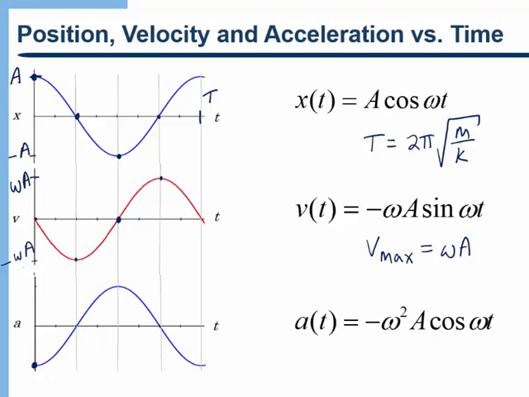Also notice that when the object's at equilibrium, that's where the spring is not stretched or compressed. Therefore, net force is 0, so acceleration has to be 0. Notice that the maximum value for the acceleration is just omega squared a. So we would label that omega squared a and negative omega squared a.